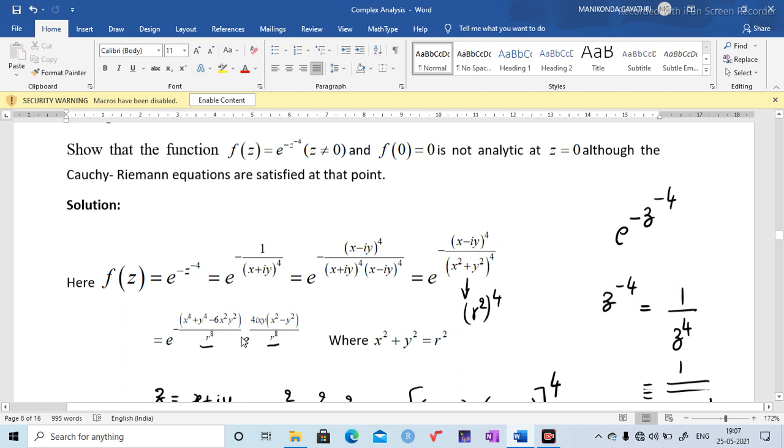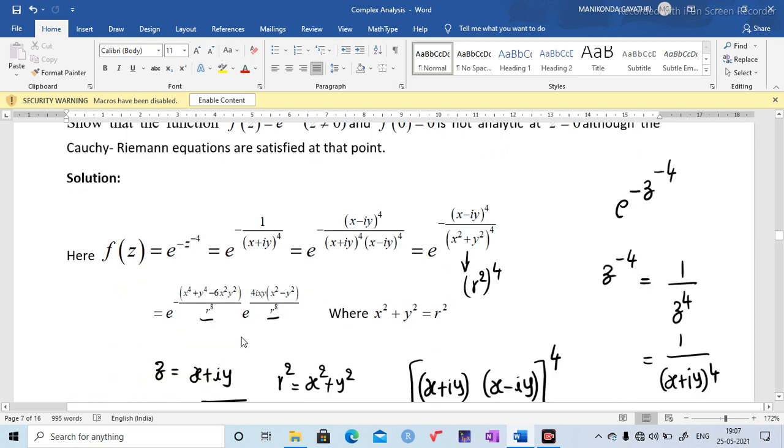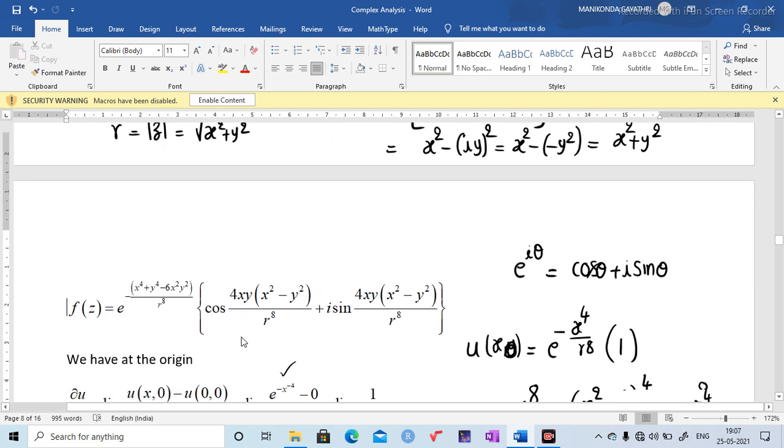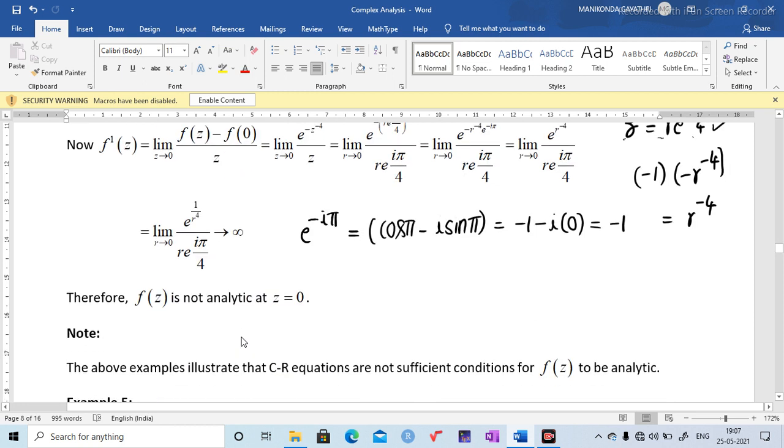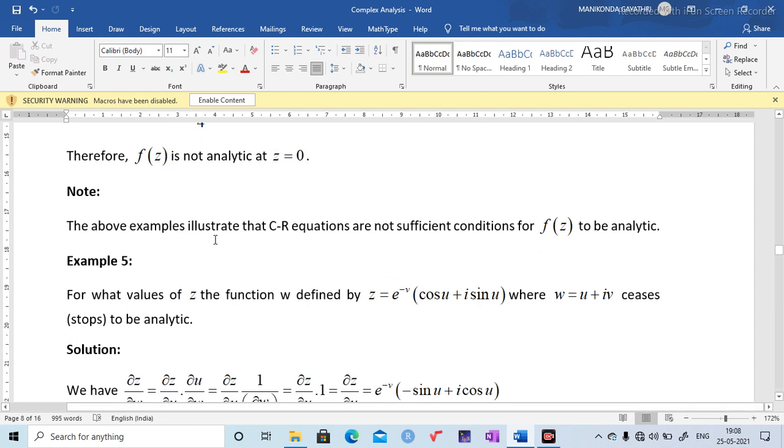So once again observe here what we are going to show. That means observe here the CR equations are satisfied at the origin but the function is not analytic. What is the reason? Maybe it is not a continuous function. The above example illustrates that CR equations are not a sufficient condition for f of z to be analytic. For f of z to be analytic, the function must be continuous and the CR equations must also be satisfied.